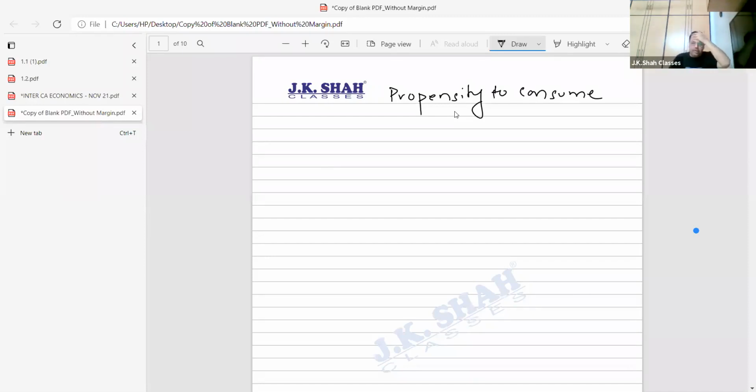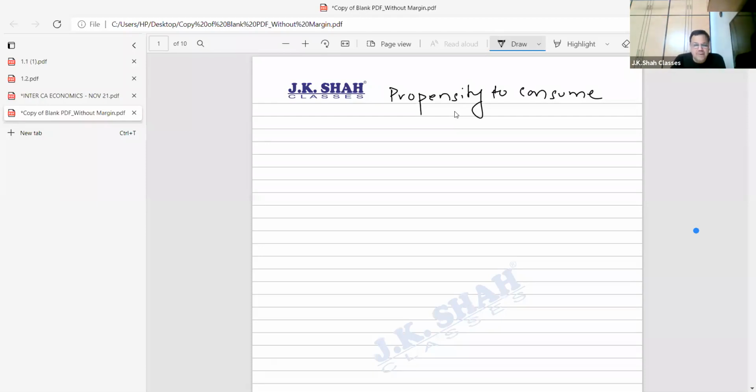Propensity to consume actually means students' tendency to consume, right? I'll give you a small case. There are some people we know, they are spendthrifts. They earn 1 rupee, they spend 2 rupees. And there are some who are misers. They'll earn 1 rupee and they'll spend 1 paisa. So tendency to consume is propensity to consume: how much money you spend on consumption.